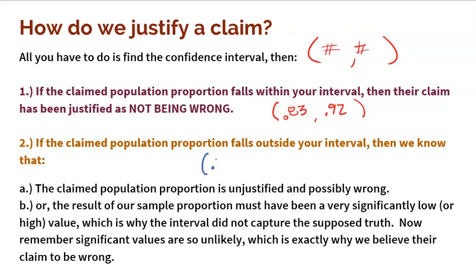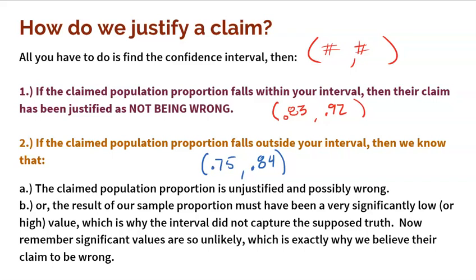The second thing that can happen is that the claimed population proportion falls outside of your interval. So maybe you get an interval that looks like this, and your interval says that you're pretty confident that somewhere between 75 and 84% of people in the town wear a seatbelt. Well, now all of a sudden, their claim is unjustified, okay? Because their claim fell outside of my interval. So this tells me that their claim is unjustified and possibly wrong.